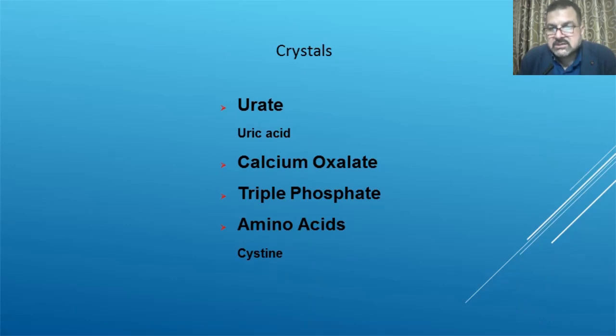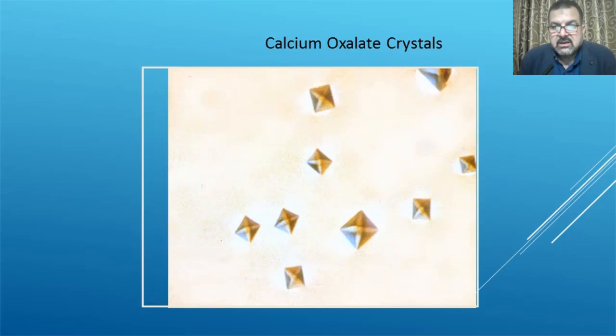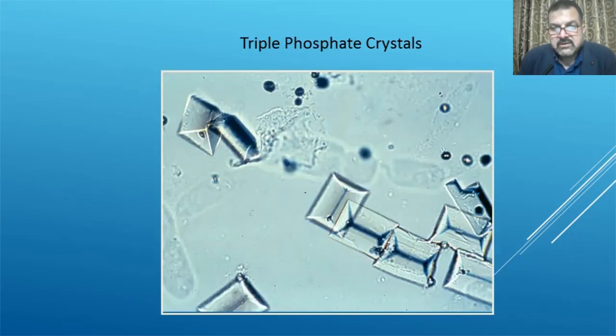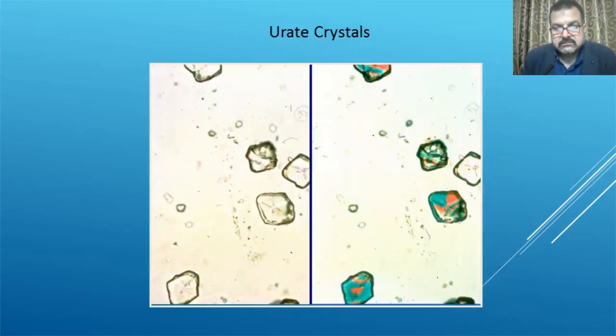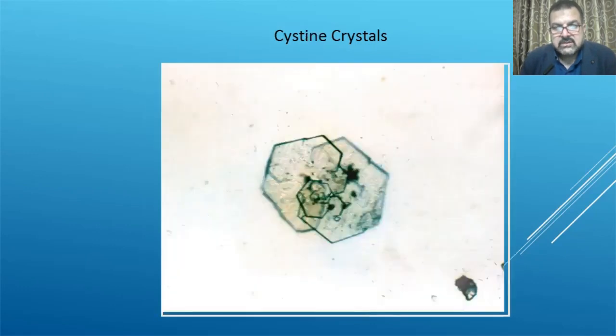Crystals are especially common in stone former patients, crystals like urate crystals, uric acid usually, calcium oxalate, triple phosphate, amino acid, and cysteine crystals. This is an example of oxalate crystal, which is very common in urology in stone former patients. Calcium oxalate crystals. This is triple phosphate crystals. This is urate, cysteine.